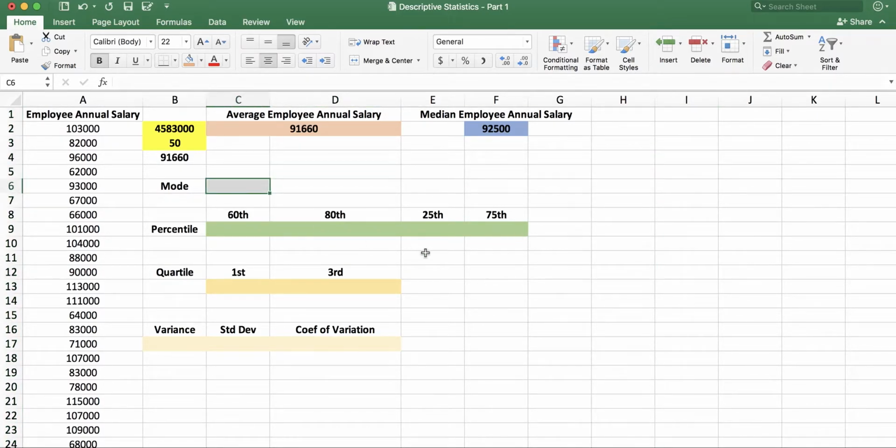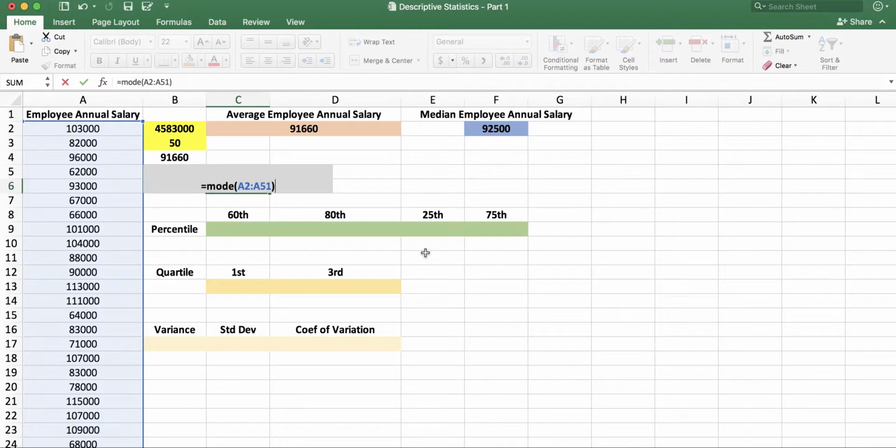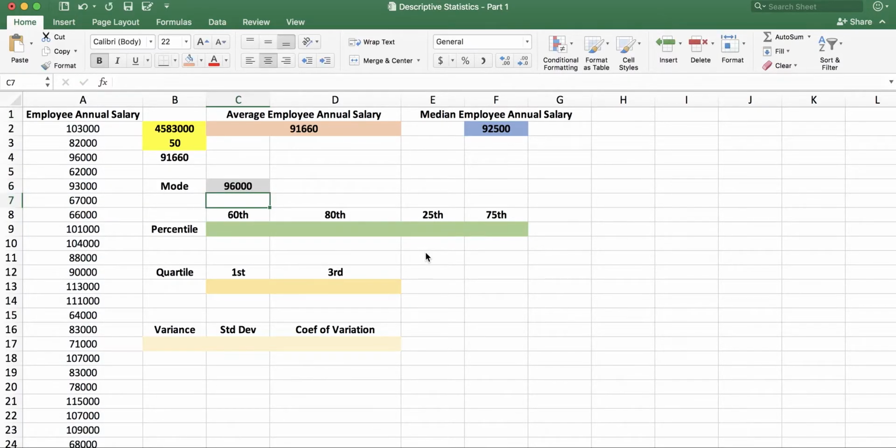Next, we are going to calculate the mode. Mode has its own function, A2 up to A51. That will give me the value that repeats the most, which is 60,000. So that is the mode in my data set.